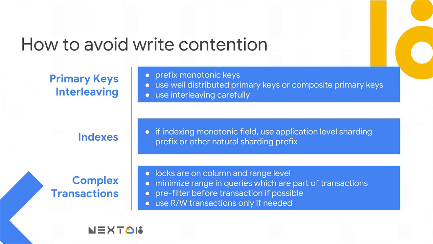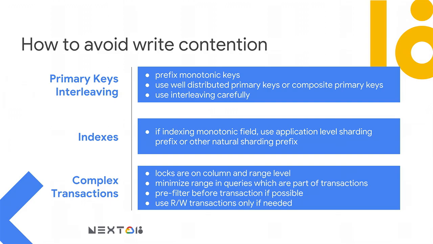Same applies to indexes. So indexes are just tables in Spanner. So if you index a monotonic field, you get into the same problem. You also get into hotspotting. So be careful there. Use an application-level sharding key prefix, or something that is natural in your table that you can use to prefix your indexes.